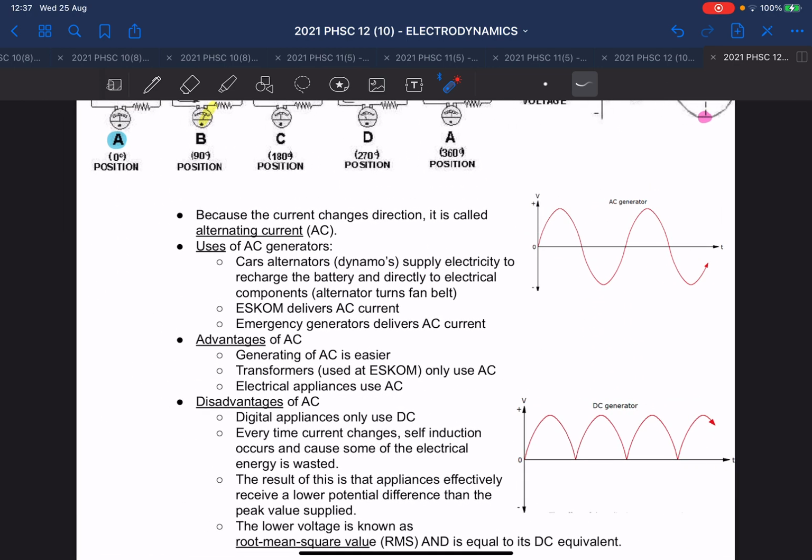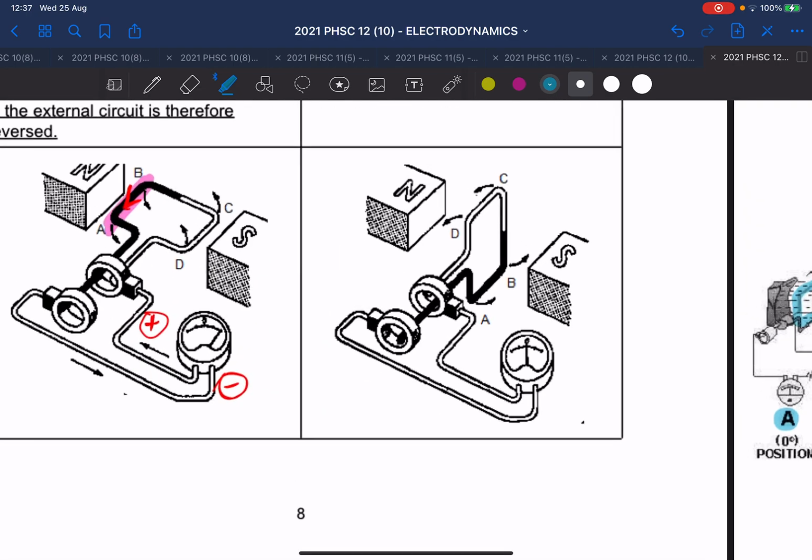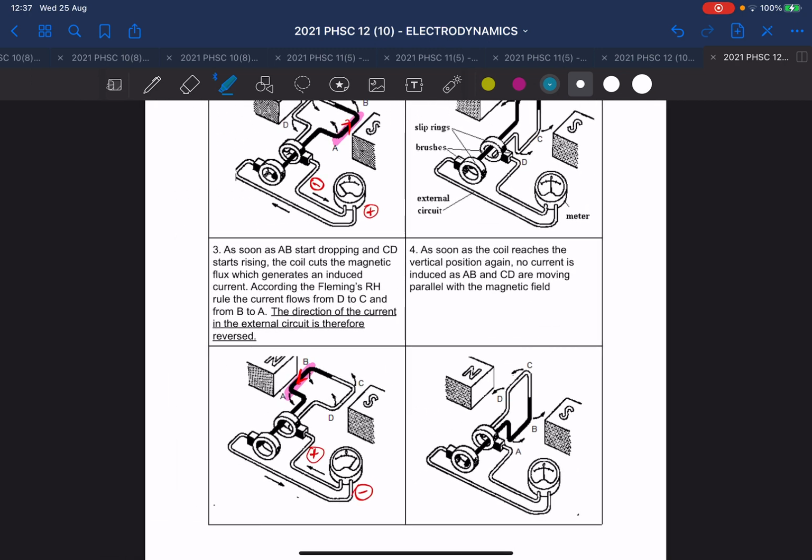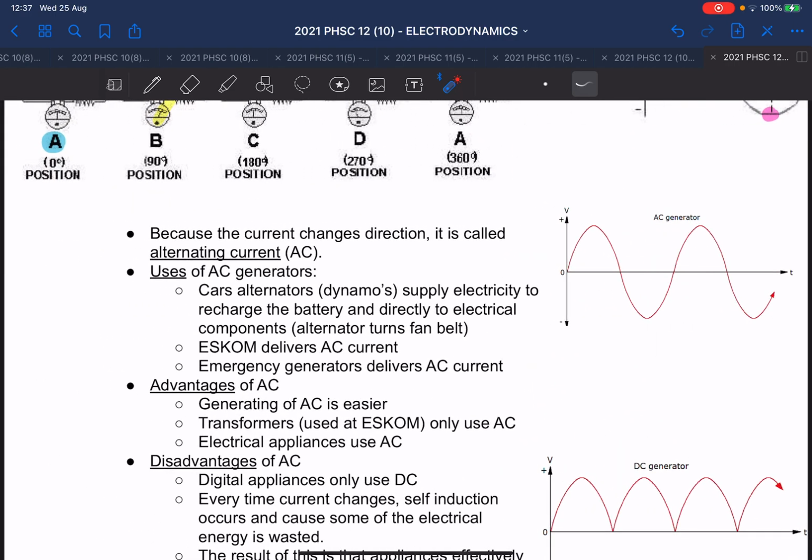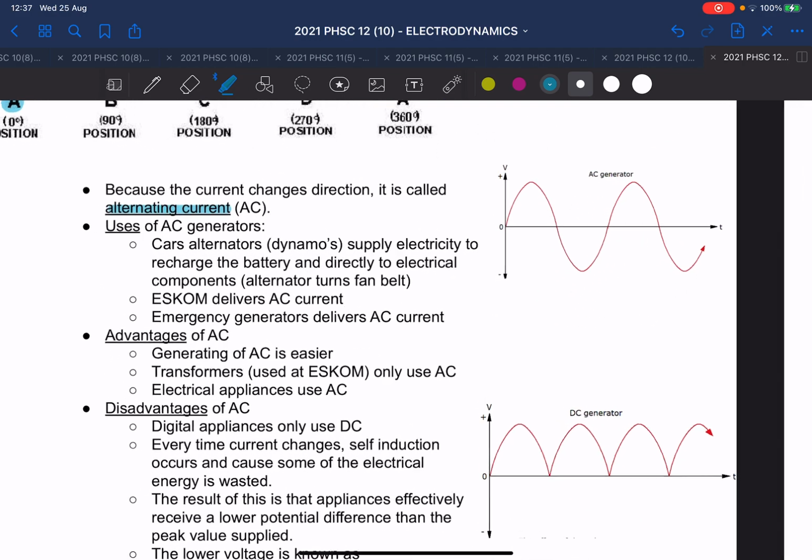Okay, now let's read it. It says, because the current changes direction, so it's positive and then negative, positive and negative. Ma'am, where did we do that? We did it here. Okay, we saw that the current changes direction. So because it changes direction, it is called alternating current, AC, alternating current.